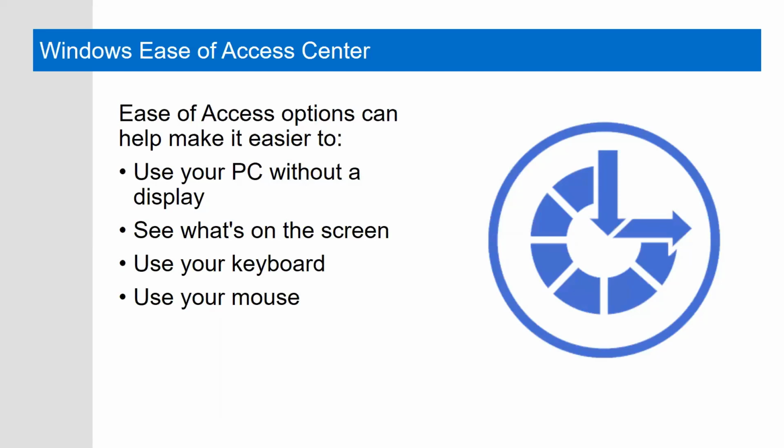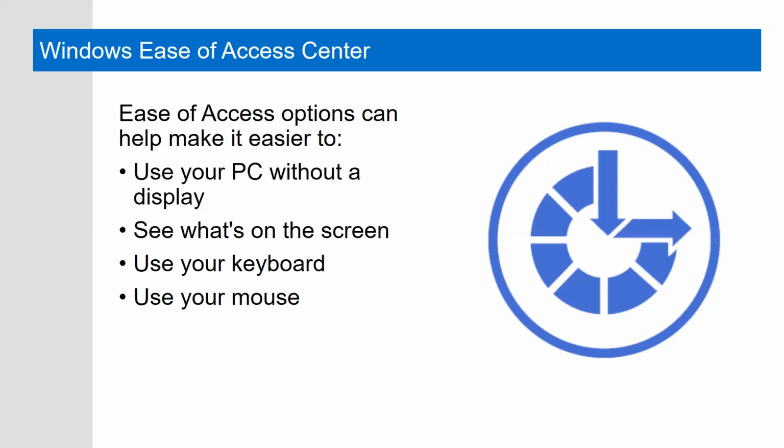So just for an example, in Windows, ease of access options can help make it easier to use the PC without a display. So the narrator function, for example, lets users hear audio descriptions for elements on the screen, like text and buttons. There are also options that make it easier to see what's on the screen. So you can make the content bigger using magnifier or turning on a high contrast mode that will alter the colors on the screen to make them easier to see. Some people see white on black better than black on white. Others see better with combinations of black and yellow or blue and yellow. High contrast mode is one way of adjusting those settings.